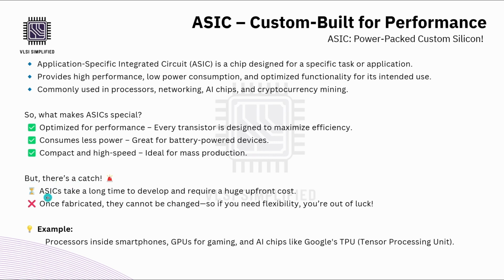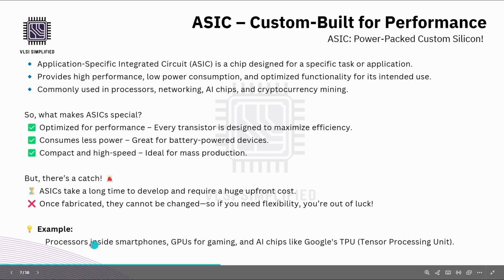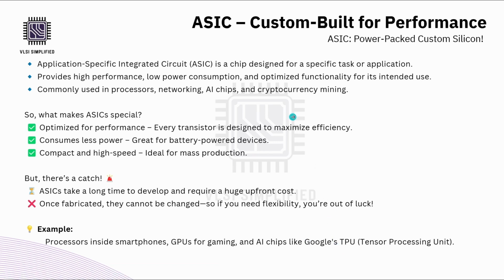But there is a catch. ASICs take a long time to develop and require a huge upfront cost. Once fabricated, they cannot be changed. So if you need flexibility, you are out of luck. Where do we find ASICs? Inside your smartphone, which handles everything from image processing to power management. In gaming GPUs, they deliver ultra fast graphics rendering. In AI accelerators like Google TPU, powering deep learning models. ASICs are perfect for finalized designs where speed and power efficiency matter most.